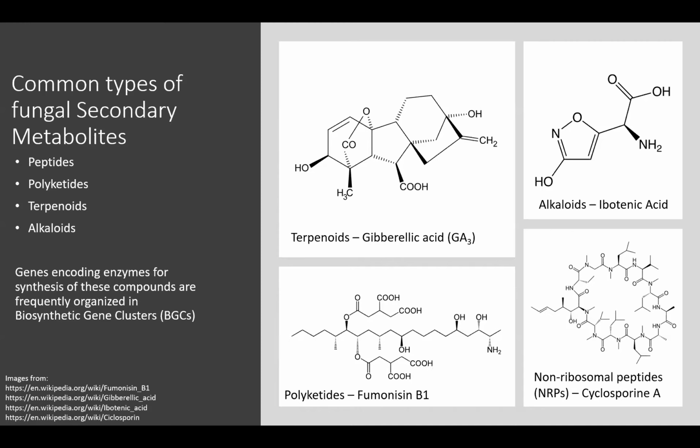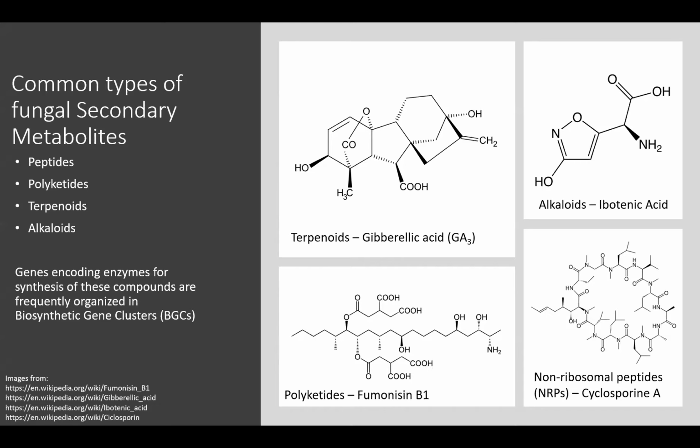And then there are these polyketides, which are typically derived from acetone. So they have these alternating carbon bound to oxygen with these methylene, these CH2 groups in between. And one example of this would be fumonisin, which is a toxin produced by Fusarium.